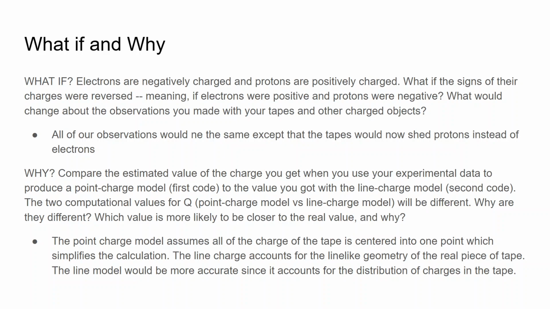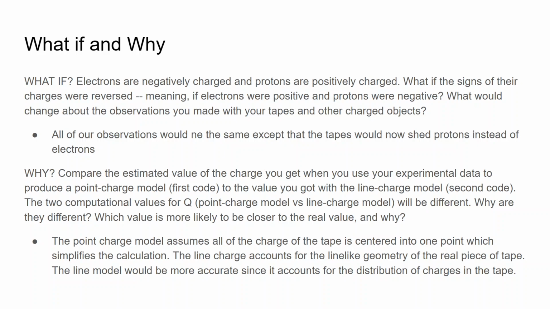As for the why, compare the estimated value of the charge you get when you use your experimental data to produce a point charge model, first code, to the value you got with the line charge model, the second code. The two computational values for Q, point charge model versus line charge model, will be different. Why are they different? Which value is most likely to be closer to the real value, and why?